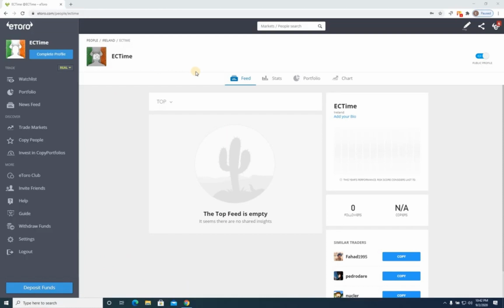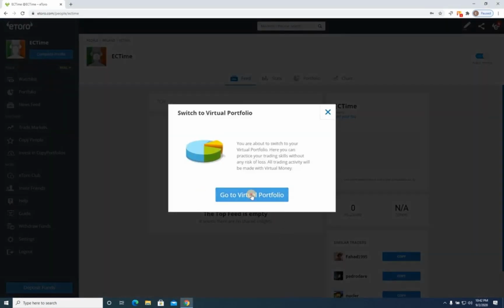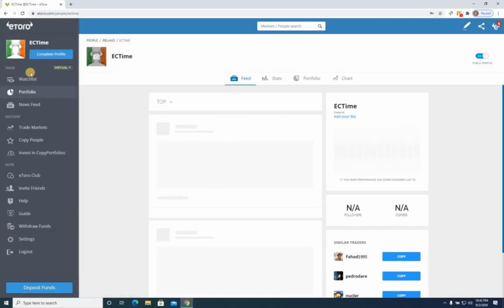It's free to join. So there's two different sections to it. There's the real account, which is real money, obviously, and then the virtual account, which I'm going to go through with you now. So to set up eToro, you have to complete your profile.